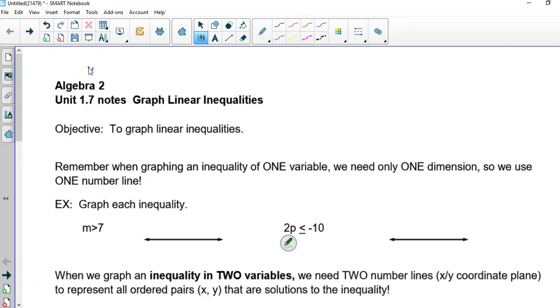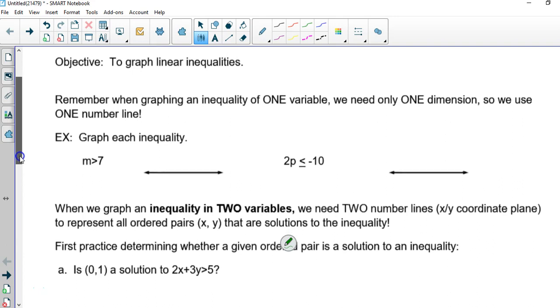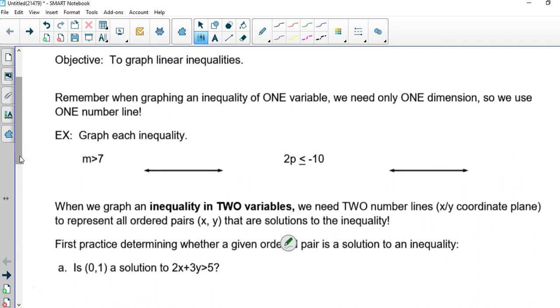Okay, 1.7. Now we're moving on from lines to graphing linear inequalities. So remember, when graphing an inequality of one variable, we need only one dimension, so we use one number line. For example, m is greater than 7. We put a 7. It's an open dot.